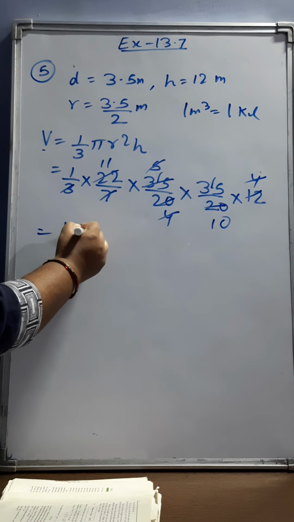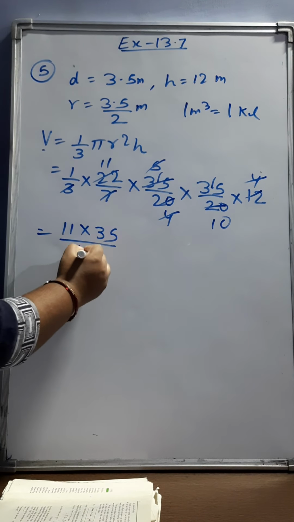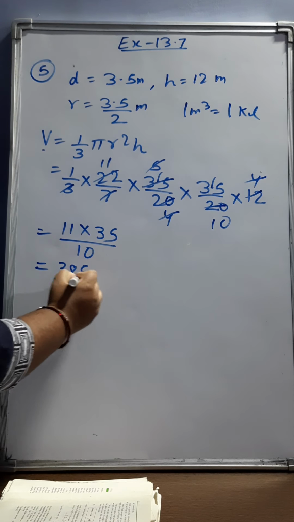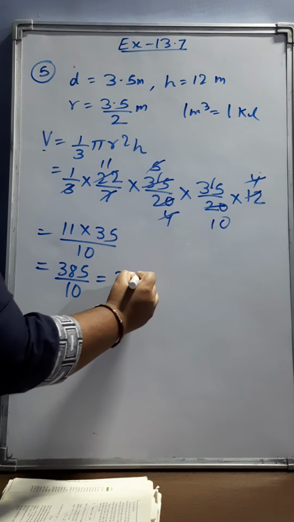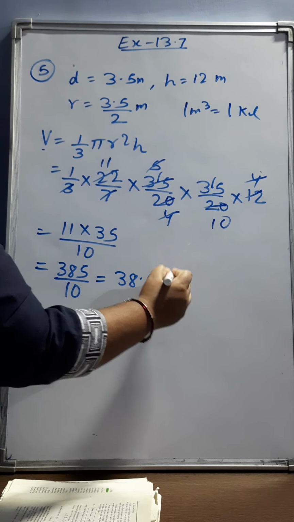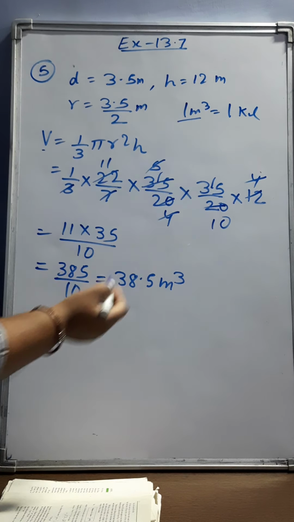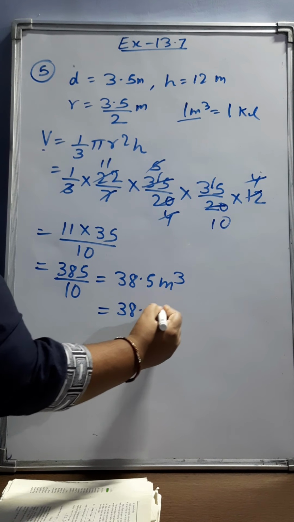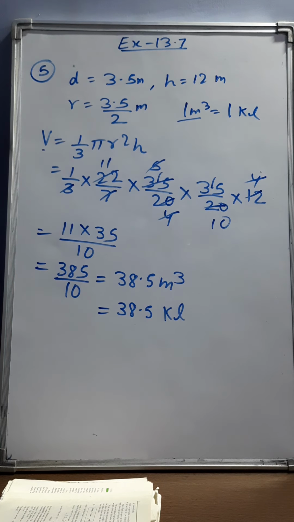So you are getting 11 into 35 divided by 10. If you calculate it, you will get 385 divided by 10, which gives you 38.5 meter cube. As we know, 1 meter cube is equal to 1 kiloliter, so directly here we can write 38.5 kiloliters.